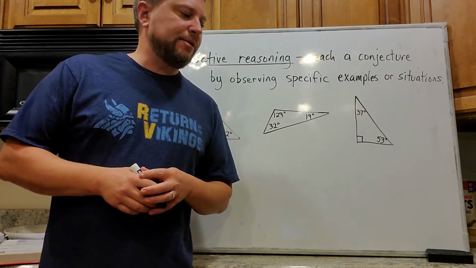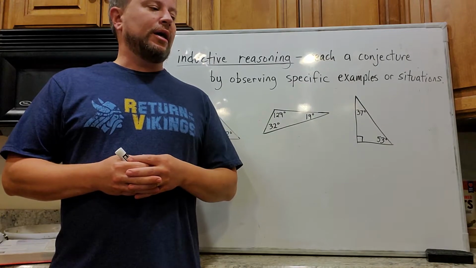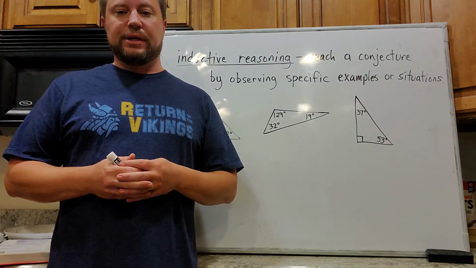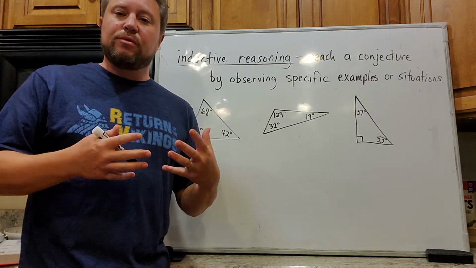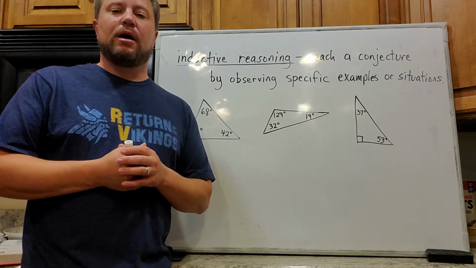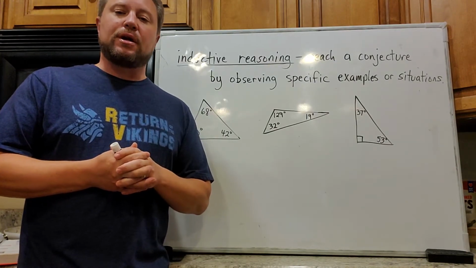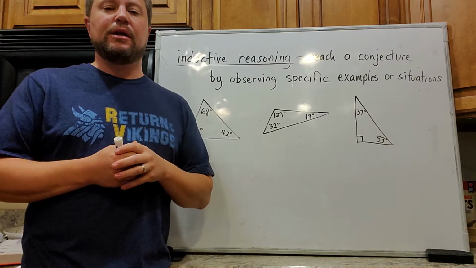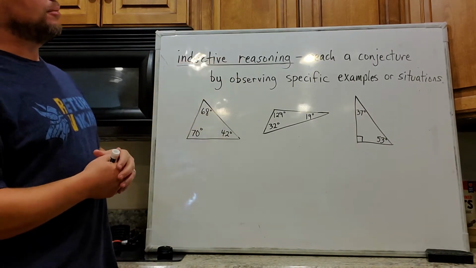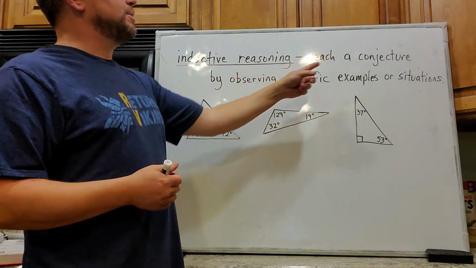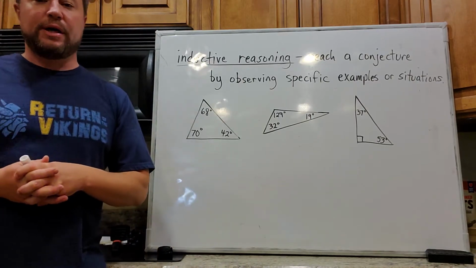Today's lesson is 2.2 and the title of it is using inductive and deductive reasoning. Okay, so we're going to be trying to reason through things in this module, or the lesson 2 modules, and there's a couple of different types of reasoning, one of which is called inductive reasoning. So I've got the definition up here. Inductive reasoning is where we reach a conjecture by observing specific examples or situations.